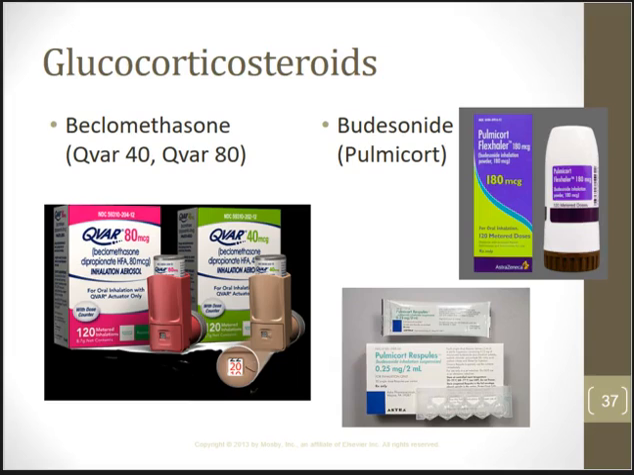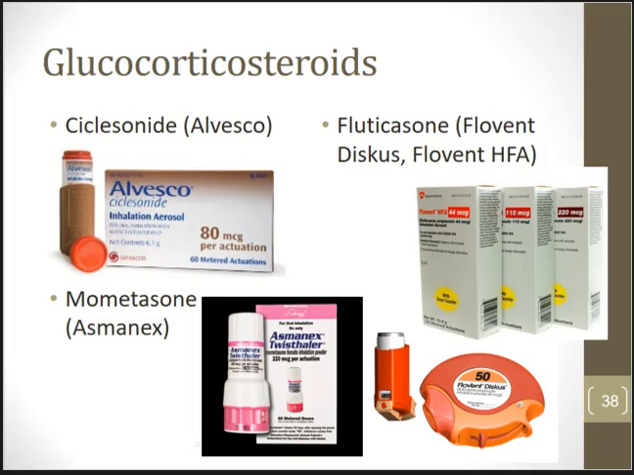The first drug is beclomethasone, which is QVAR 40 or QVAR 80, and those are metered dose inhalers, and it even tells you how many doses are left. Budesonide is Pulmicort, a pulmonary corticosteroid, as a Flexhaler, which is kind of like a Turbohaler, a dry powder inhaler, and also as a Respule, which would be used in a nebulizer. The next one is ciclesonide, which is Alvesco, and that is a metered dose inhaler.